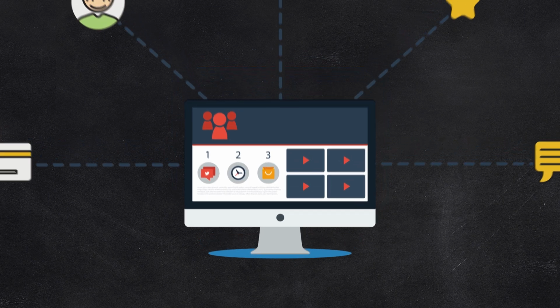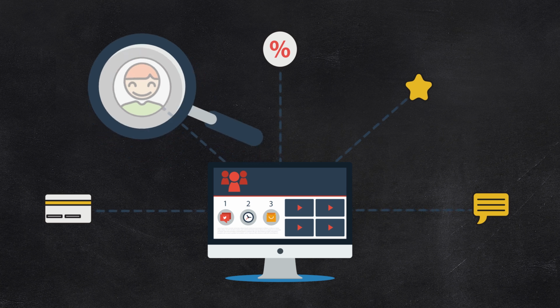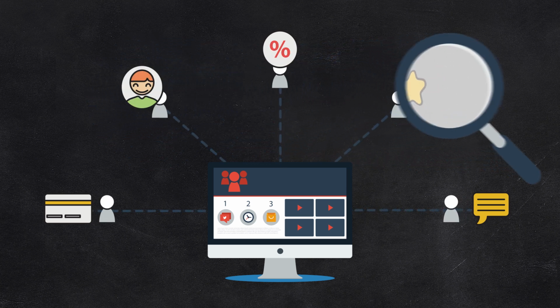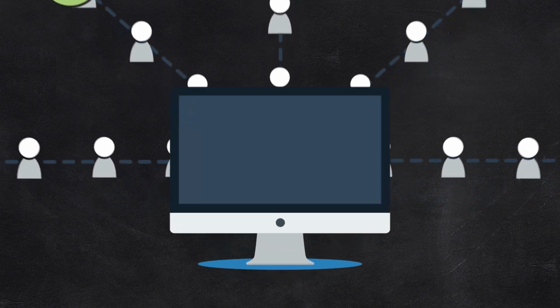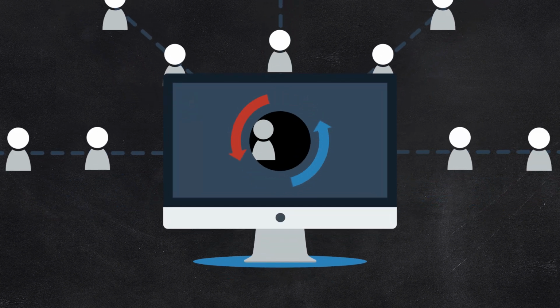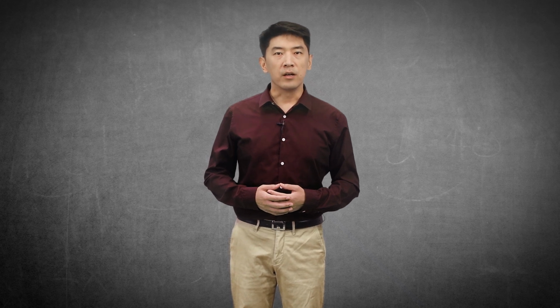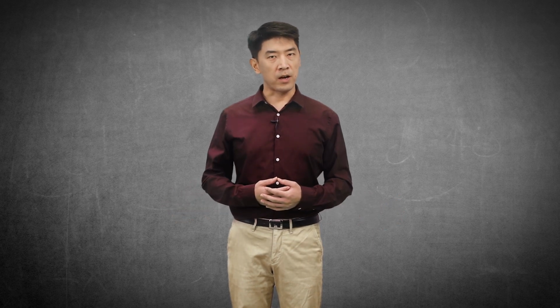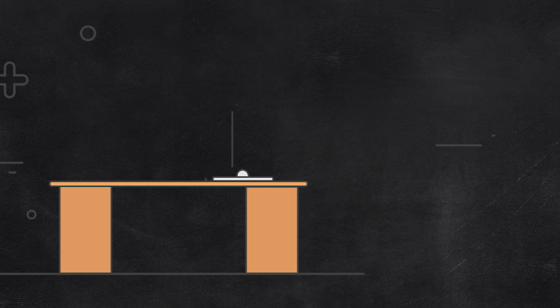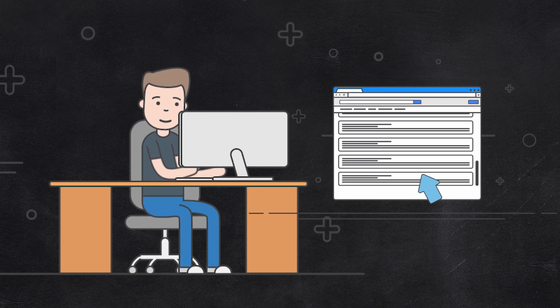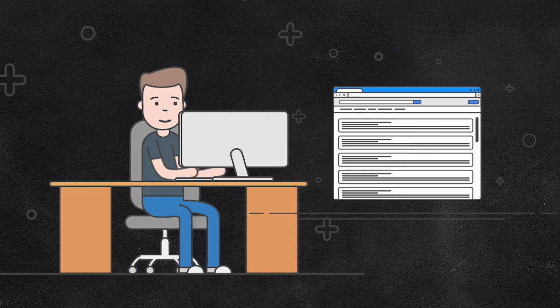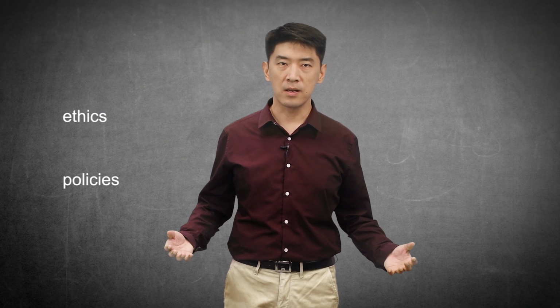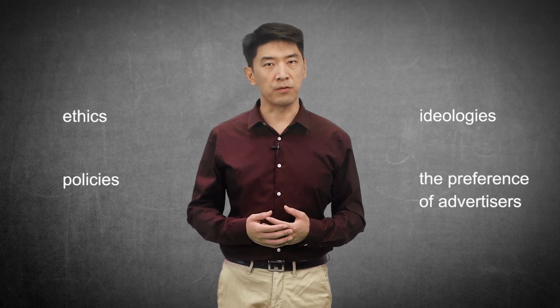What's important for us to realize is that gatekeepers are able to control the public's knowledge of the world by letting some messages pass through the gate, but keeping others out. Through this process, the unwanted or controversial information can be filtered out and won't reach the audience. In the news media, for instance, the editor plays a vital role. He or she has to decide what kind of news items will be published or aired based on a number of factors such as ethics, policies, ideologies, or even the preference of advertisers.